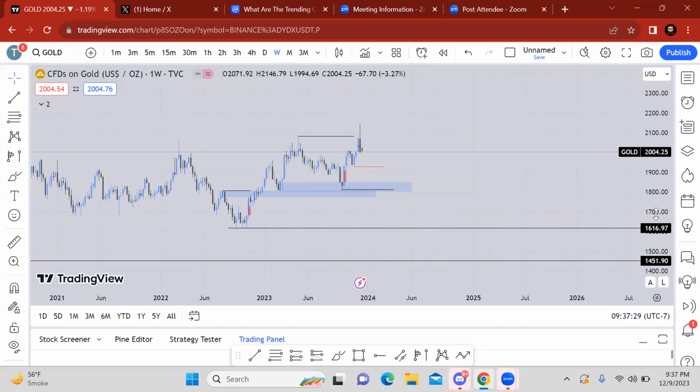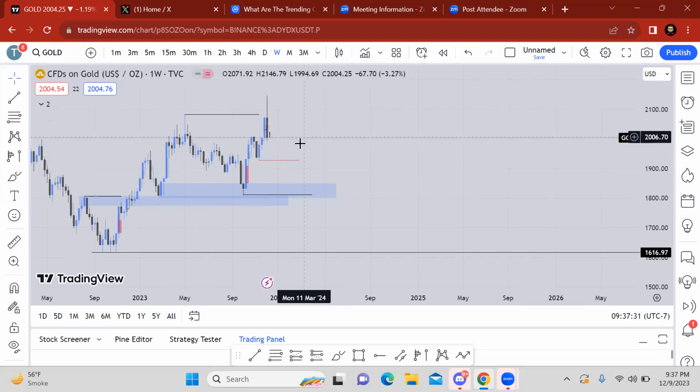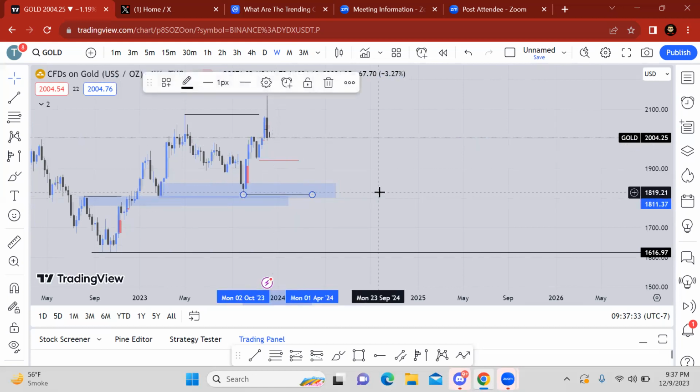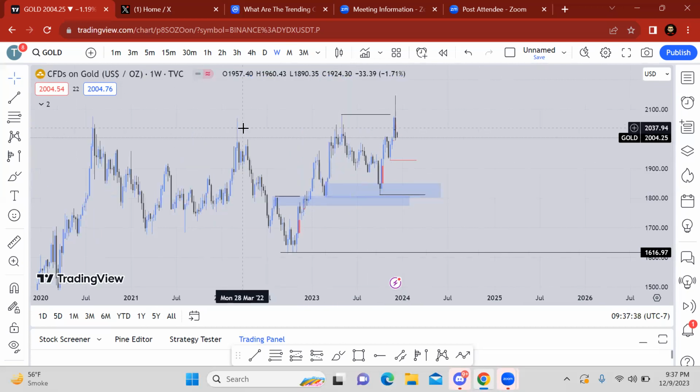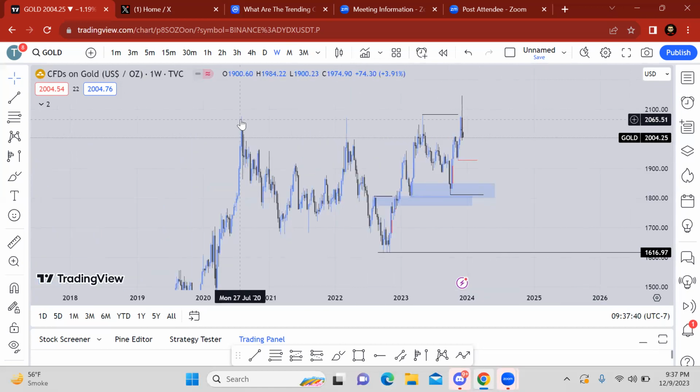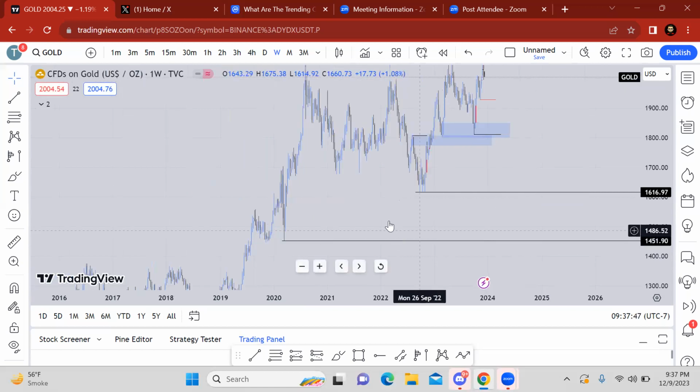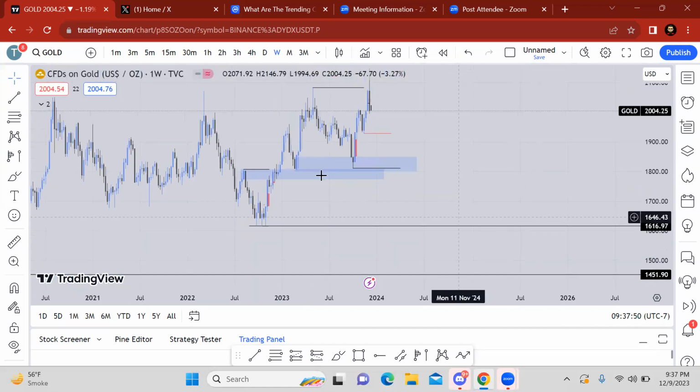So the first red sign will be this one, internal structure shift, and that low. If that low is breached, and this demand is breached, that will confirm your bias that this was a top on gold, and now we are going back to test these levels. Until then, we will trade in between these two levels. Monday is for these two levels, and after Monday we will see how things proceed in the week.